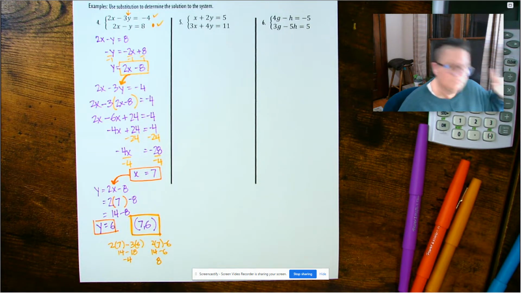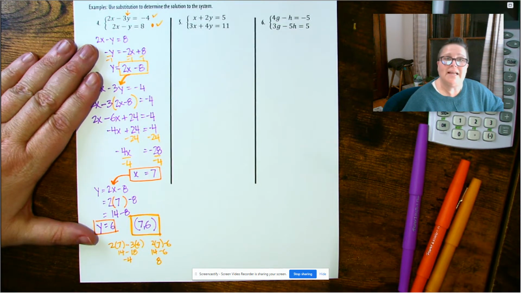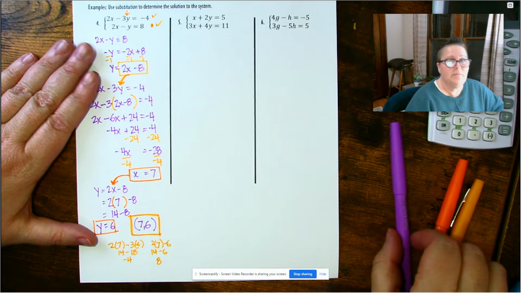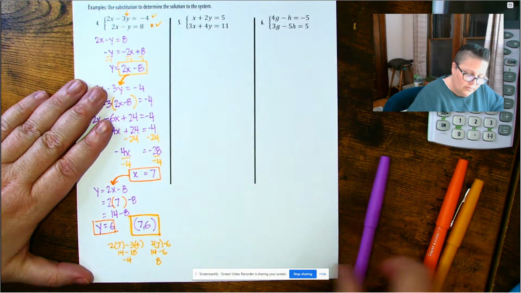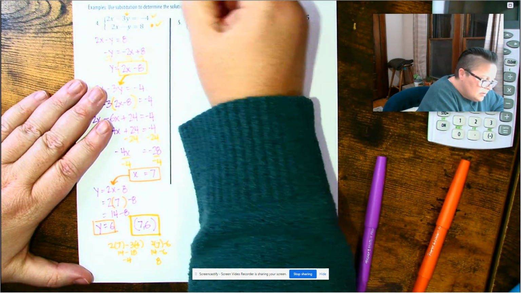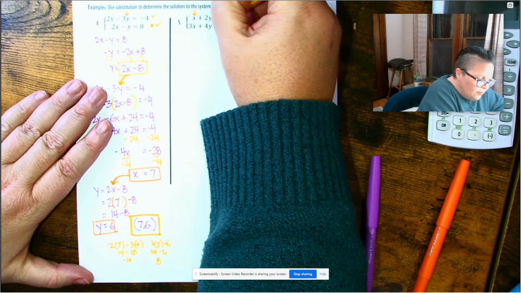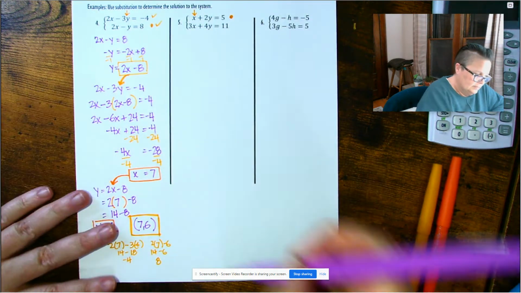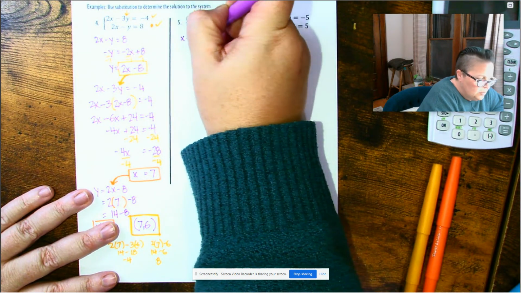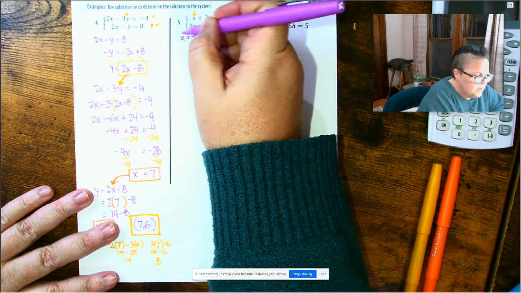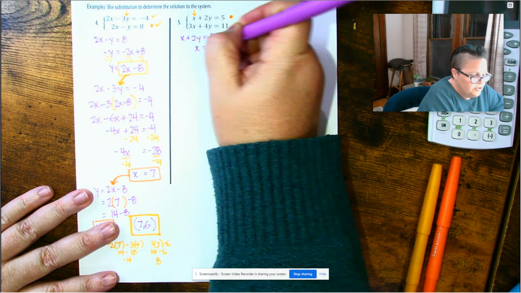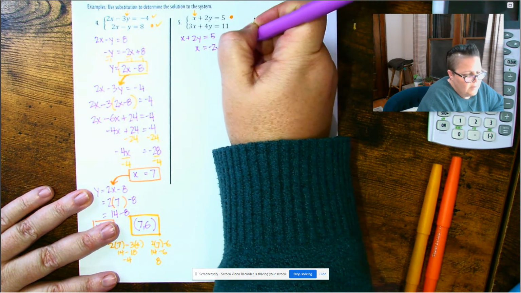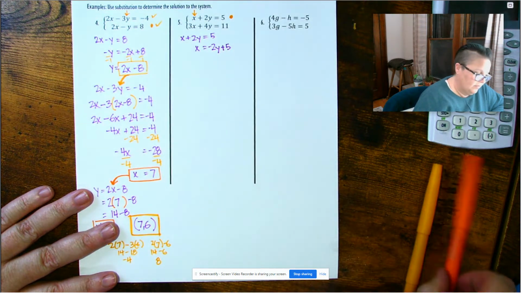Okay, 5. Next problem. Working on problem number 5. We see we have x plus 2y is 5 and 3x plus 4y is 11. I can solve for x's or I can solve for y's. Because this x is all alone by itself, I'm going to choose to solve for the x values in the first equation. So I have x plus 2y's is equal to 5. To solve this for x, I'm going to subtract 2y's from both sides. So x is negative 2y plus 5.